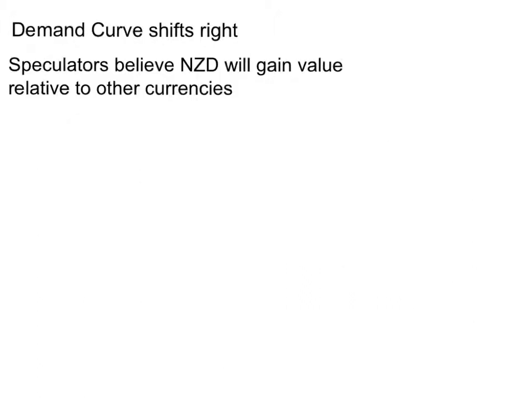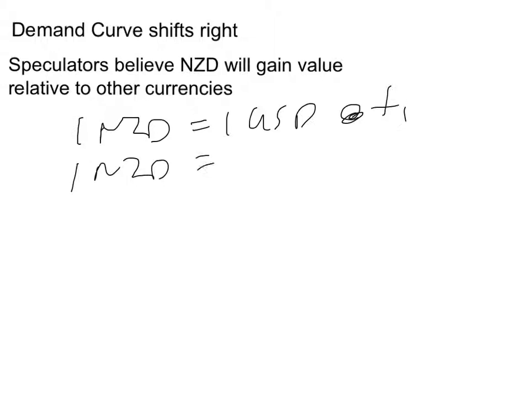Alright, turning. Now, this one is about speculation. What the speculators believe is that the New Zealand dollar is going to gain value against a currency or a number of currencies. So let's just model that. What we've got here is 1 New Zealand dollar equals 1 US dollar at T1. Then we're showing the New Zealand dollar gaining value if I make that 2 US dollars at T2.